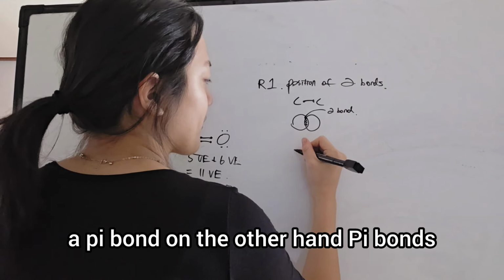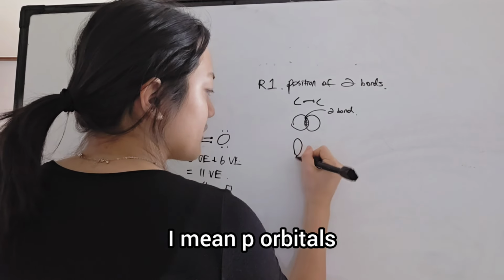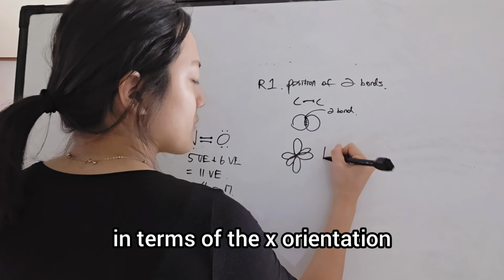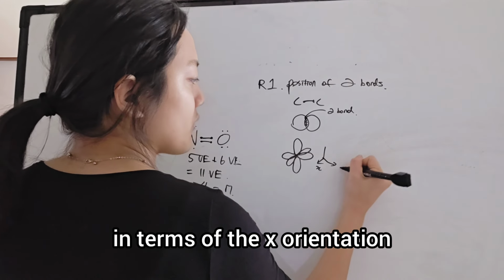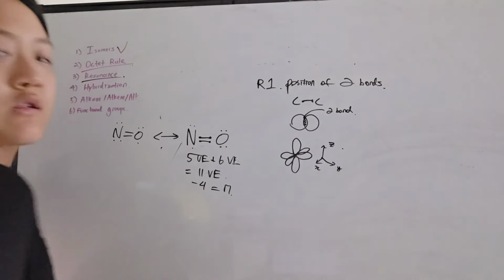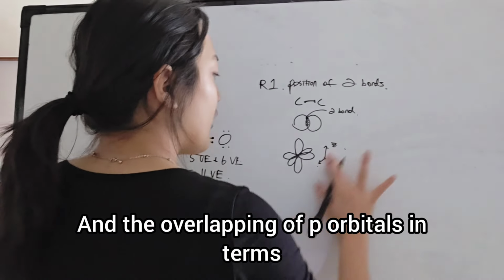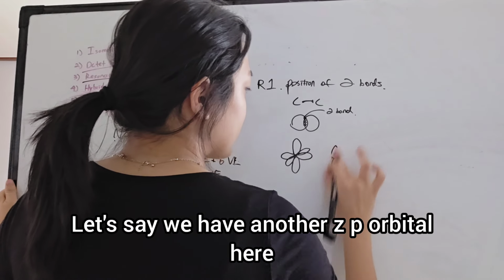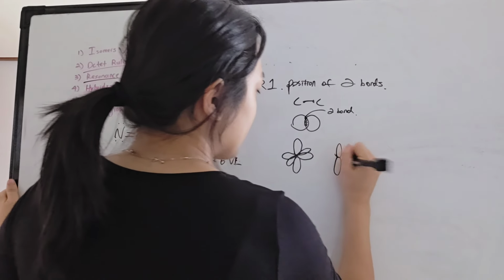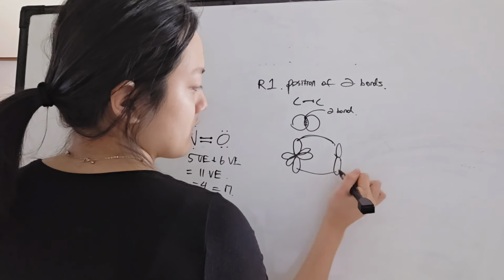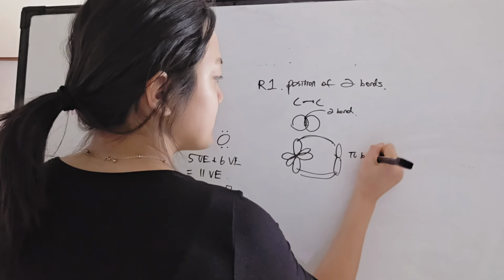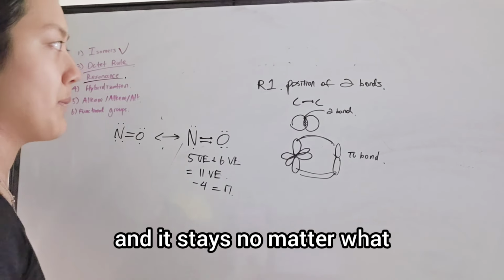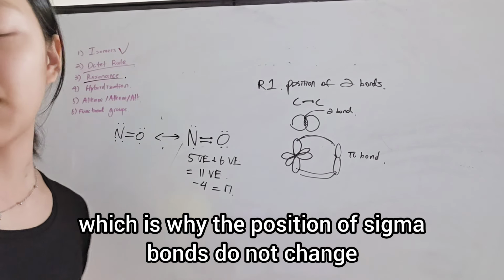A pi bond, on the other hand, p orbitals look a bit like dumbbells, and they have it in 3 different orientations in terms of the X orientation, the Y orientation, and the Z orientation. And the overlapping of p orbitals would look something like this. Let's say we have another Z p orbital here, and they share electrons like this. So that would be a pi bond. So a sigma bond is way more stable, as you might imagine, and it stays no matter what, which is why the position of sigma bonds do not change.